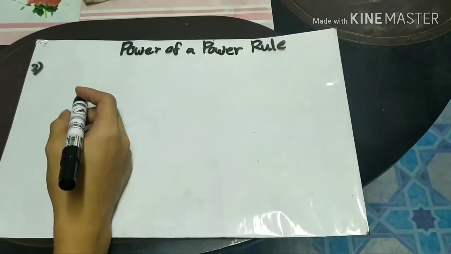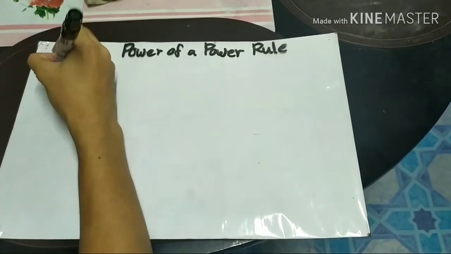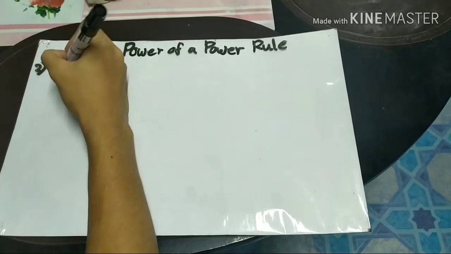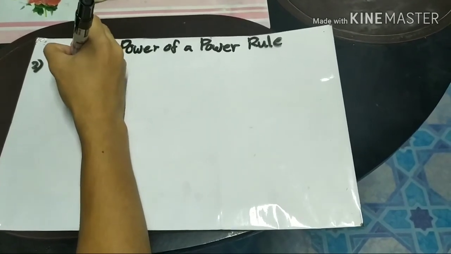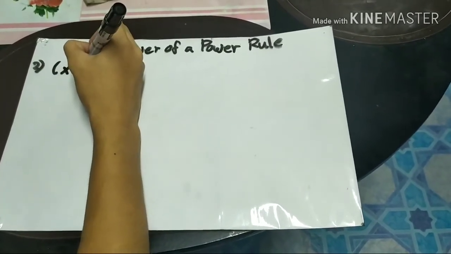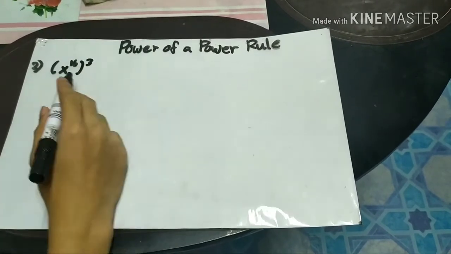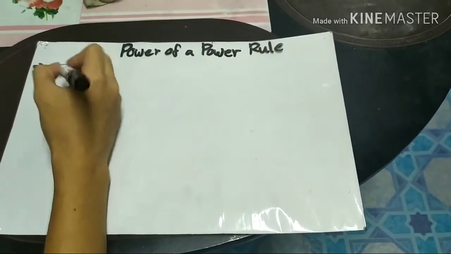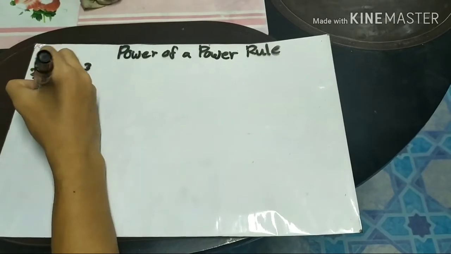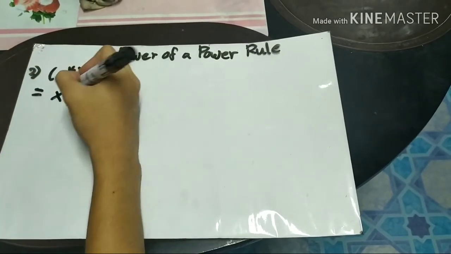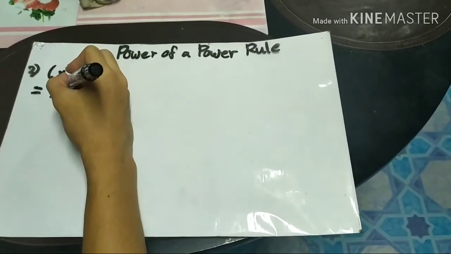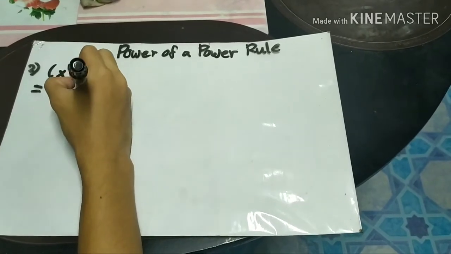Here is example number 2. Quantity x raised to 16 to the power of 3. Now we just multiply the exponent. Equal x raised to 48.